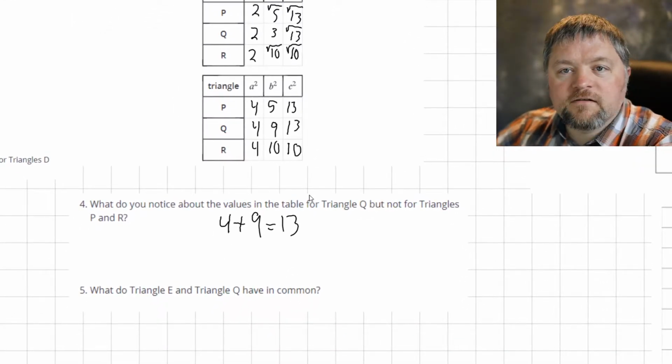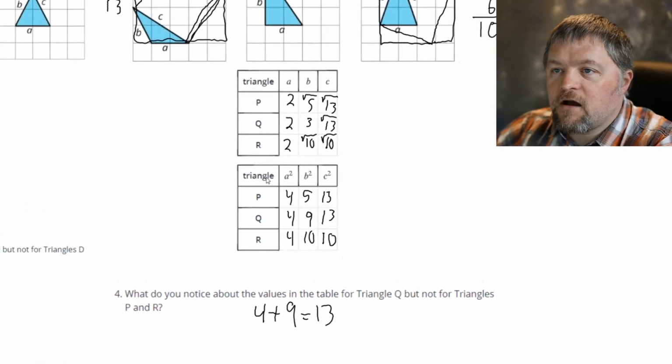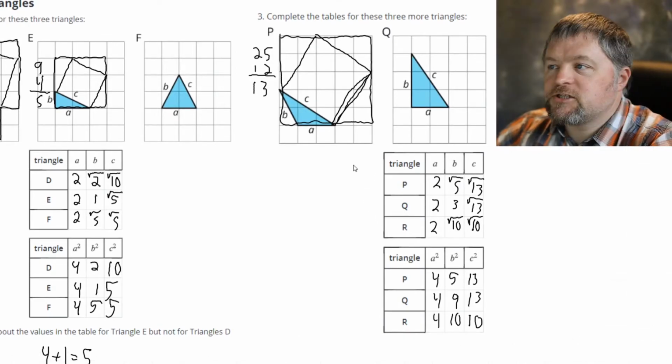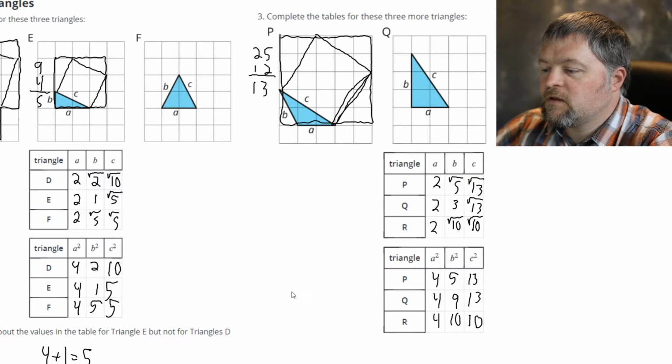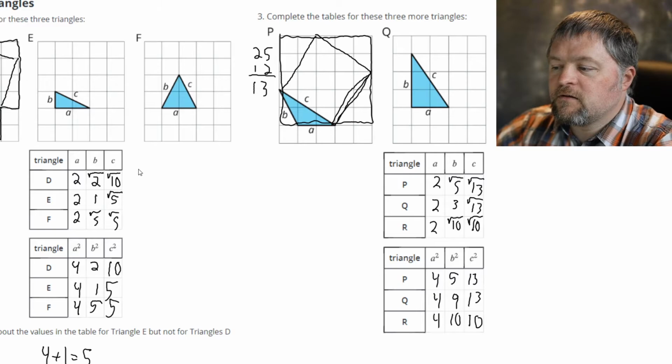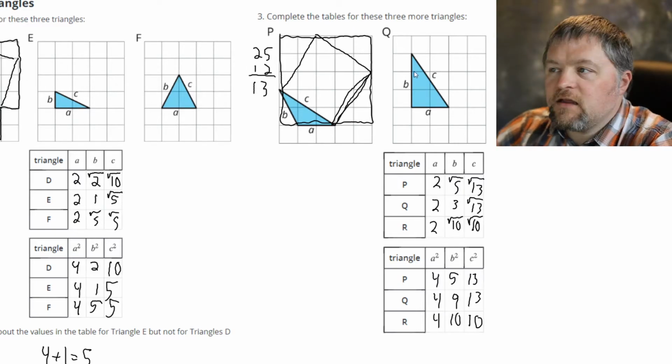What do triangles E and Q have in common? Can I fit both of those on the page? Yes, I can. Triangle E and triangle Q. I'm even going to erase what we had there. What do triangle E and triangle Q have in common?